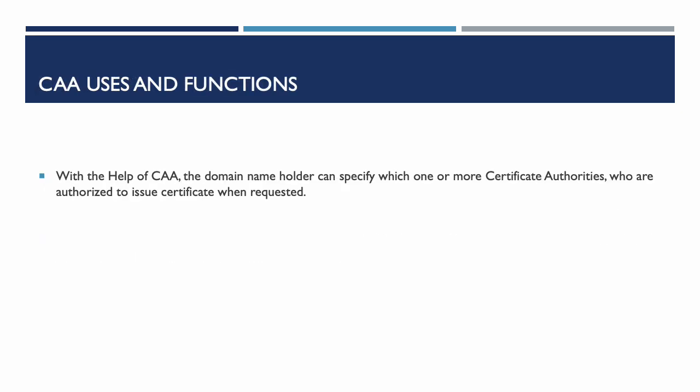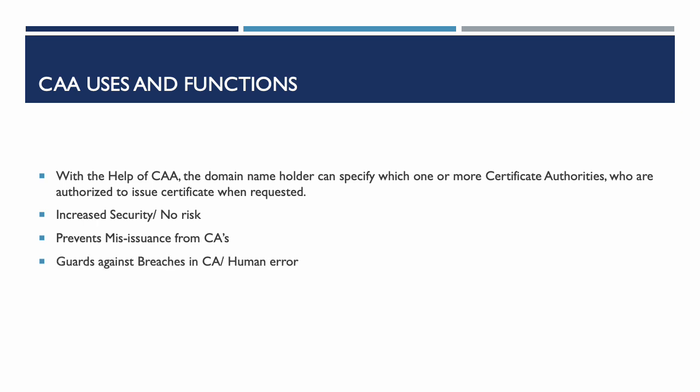So the main use of CAA is that domain name holders can use CAA records to specify one or more certificate authorities which are authorized to issue certificates when requested. This adds a layer of protection on top of everything else, with no risk, and up to some extent prevents misissuance of certificates from certificate authorities, as well as guarding against breaches in certificate authorities and human error in them.